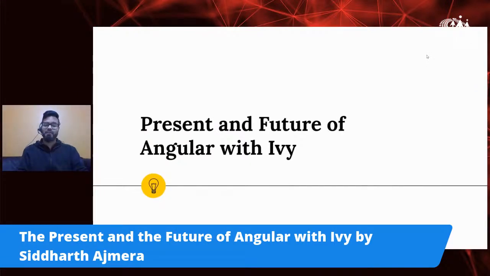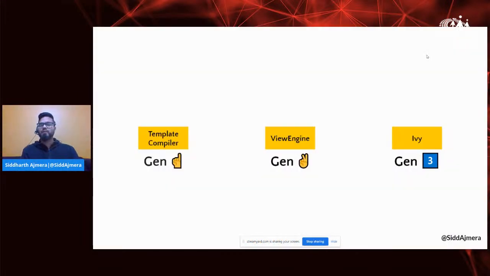Let's first address the elephant in the room. What exactly is Ivy? So Ivy is the third generation of Angular's compilation and rendering pipeline. The first generation was called the template compiler, and the second generation was called the view engine. And there were some issues with both the template compiler and the view engine, and that's why the Angular team started this whole journey of rewriting the whole compilation and rendering pipeline under the hood without even disrupting the whole developer experience. And so now that Ivy is out there, you still write the exact same code that you used to write in, let's say, Angular 6 or 7 or 8, but you still get quite a lot of things out of Ivy.